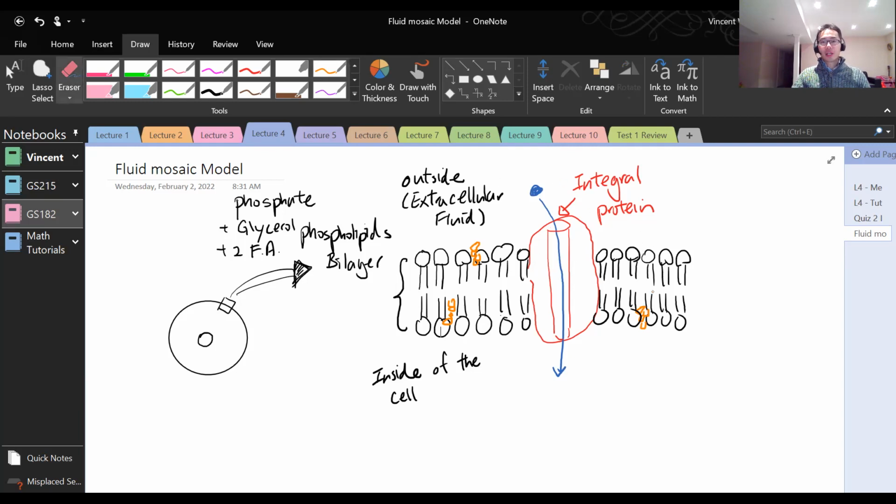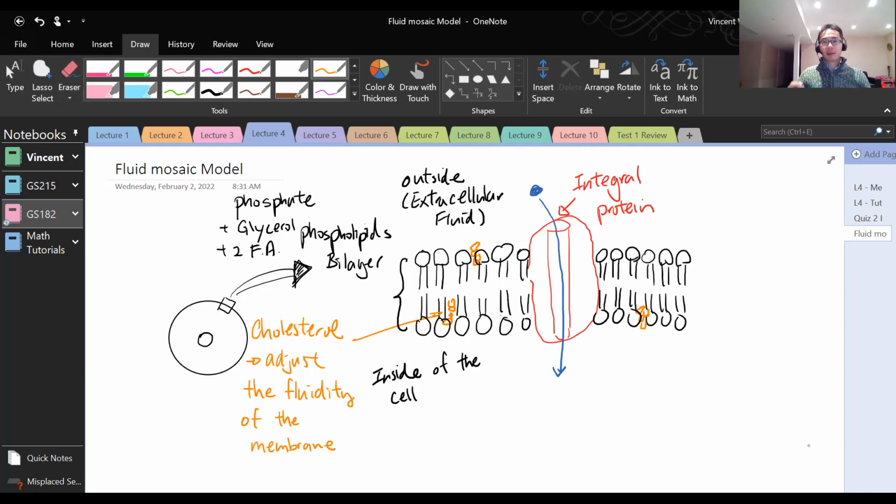Okay, so these are again cholesterol molecules, and the function of the cholesterol. I think we have a question coming up for this. Nope. Okay, so I'm gonna write here. Okay, cholesterol. The function of cholesterol is to adjust the fluidity of the membrane.